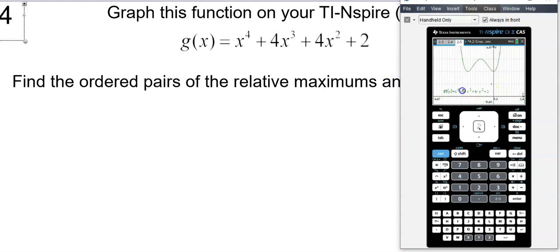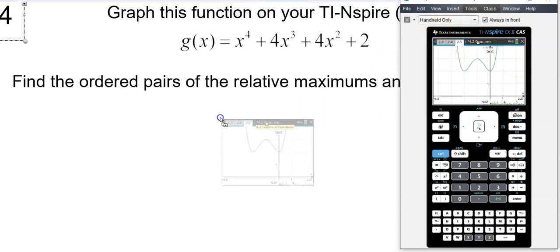Just try to adjust this a little bit. Okay, that's a pretty good window. Okay, so we can see different parts of this graph here. So let's take a picture of that. Let's drag it over here.